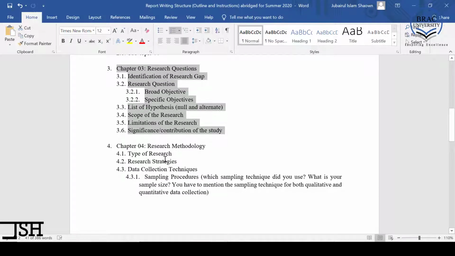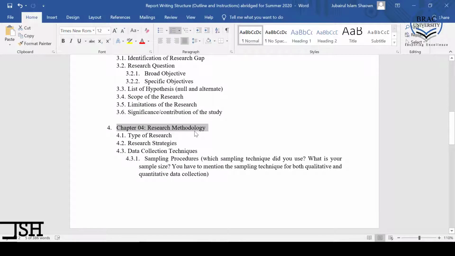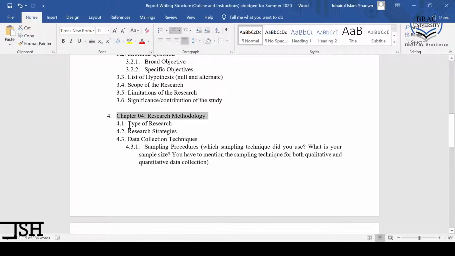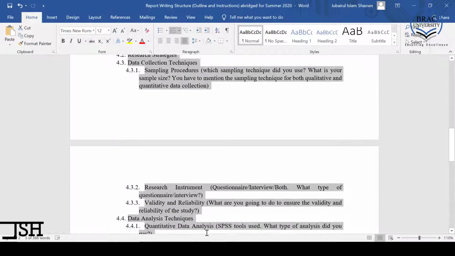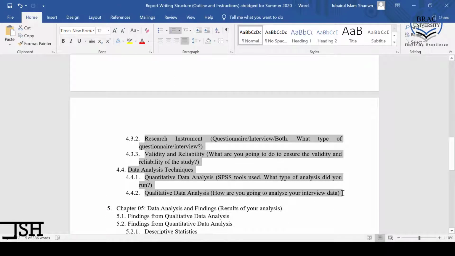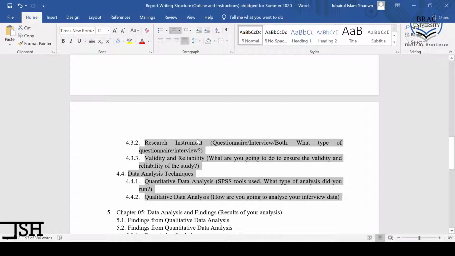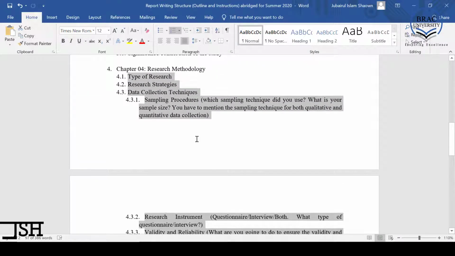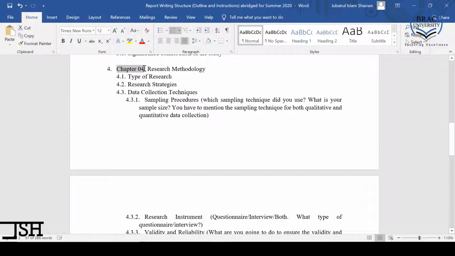Now moving on to chapter 4, research methodology. We haven't discussed any topic under this chapter. Again, we will discuss all of these topics under this chapter in the upcoming classes. So do not worry if you do not understand any topic under this chapter. It's very normal. So in the upcoming 3 to 4 lectures or classes, we are going to discuss all of these topics. And once we are done discussing those topics, it will be very easy for you to understand what to write under chapter 4 and what to write in research methodology.